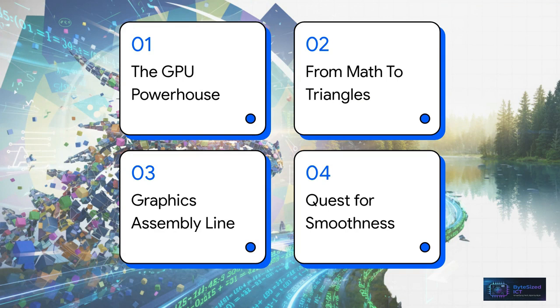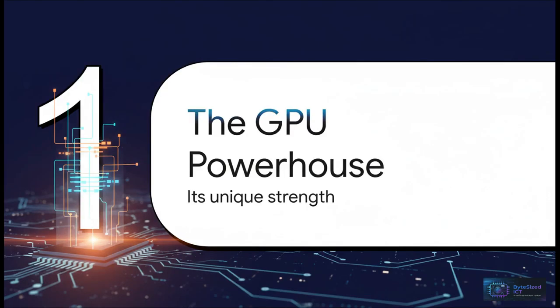So here's our game plan. We're going to start with the hardware that makes all this possible, the GPU. Then we'll get into the basic building blocks of, well, everything you see. After that, we'll walk through the digital factory that puts the image together. And finally, we'll tie it all back to what we really care about, getting that buttery smooth performance in our games and videos.